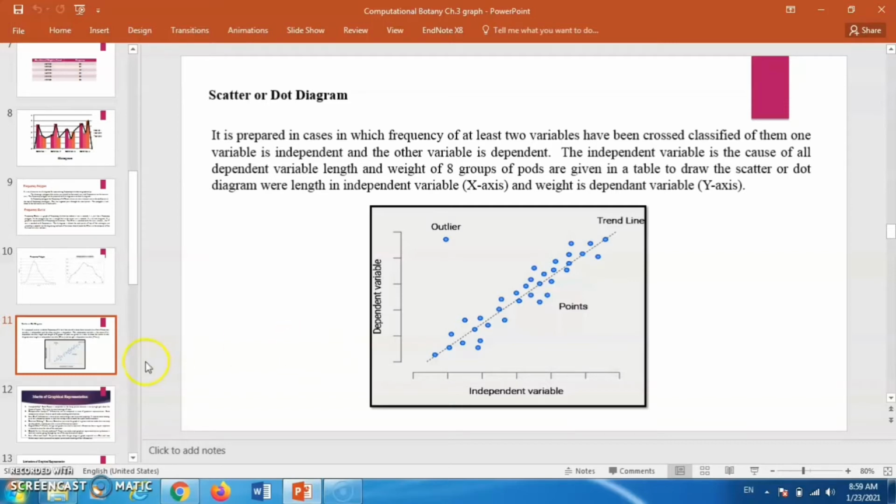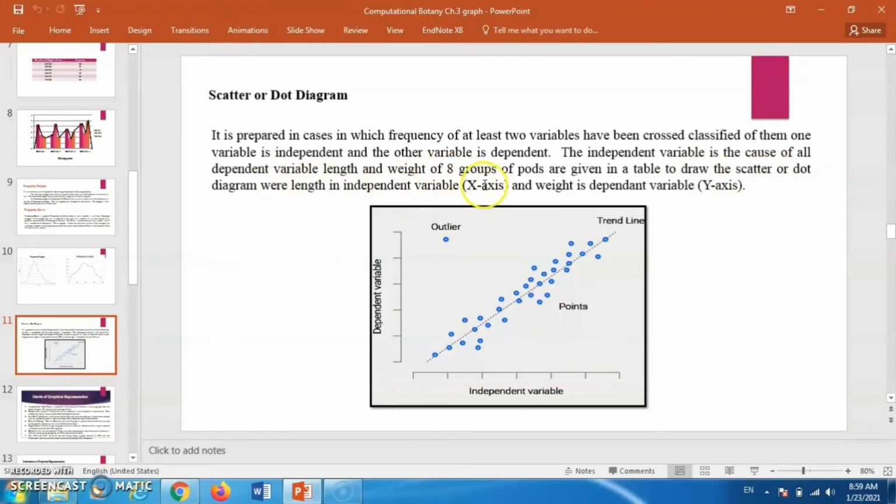Okay, let us revise again. Here you can see the variable which is on the x-axis is the independent variable, and the variable which is on the y-axis is called the dependent variable, meaning frequency is the dependent variable. The independent variable is the cause of the dependent variable.